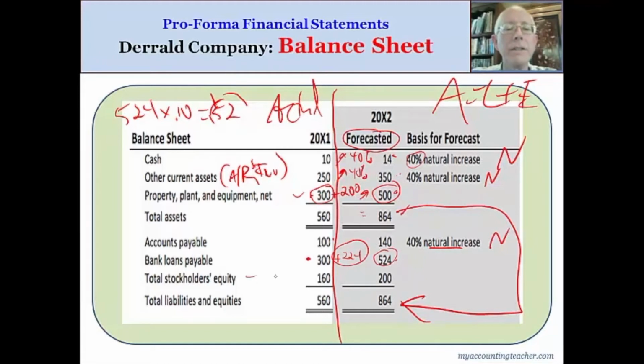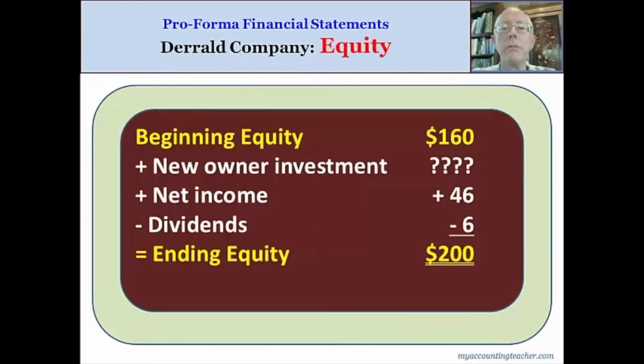All I've got left is stockholders' equity, and we need to do a little calculation here. Last year, the stockholders' equity was 160. Beginning equity, 160. What causes stockholders' equity to go up? Well, new owner investment. And we don't know what that is. We haven't assumed anything about that, so let's just set that to the side with some question marks. But we do know that the retained earnings portion goes up with the amount of net income.